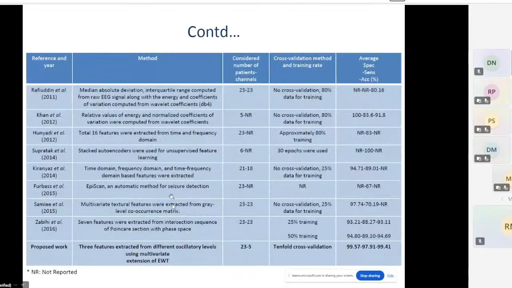Then in the literature, many methods based on signal processing and machine learning have been studied for this database, CHB-MIT. We have compared our method with other existing methods in the literature, and you can see the studied method gets 99.57% specificity, 97.99% sensitivity, and 99.41% accuracy.